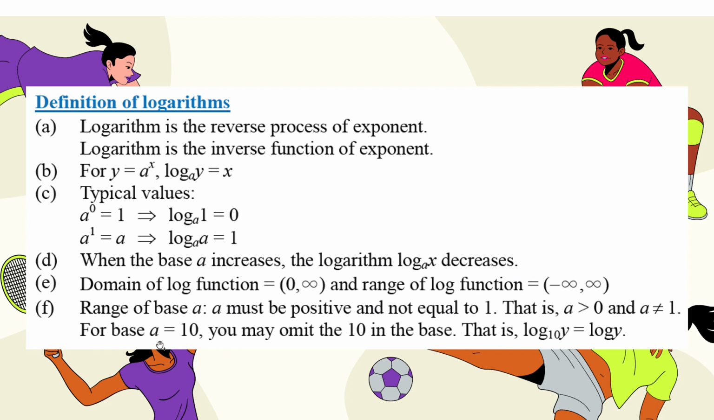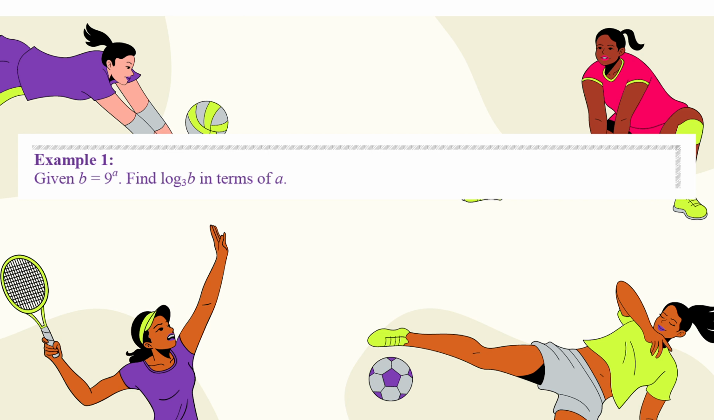If we use the base a equals 10, it's a normal one, so we can omit the 10 in the base. Log y to the base 10, you can just say log y. We understand that saying nothing means the daily-life one, base 10. Okay, try to do it.